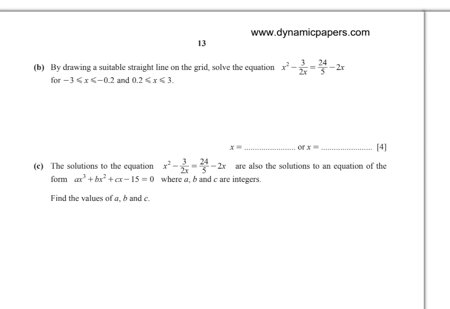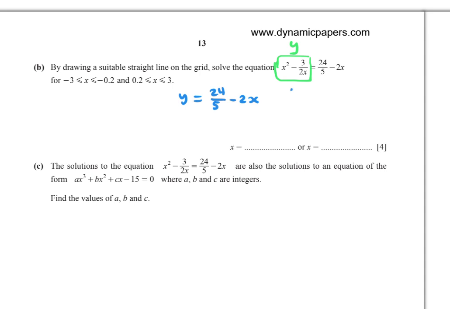Now B, by drawing a suitable straight line on the grid, solve the equation x squared minus 3 over 2x equals 24 over 5 minus 2x. So first, the left hand side is the curve we draw. So this is y. We need to draw the line y equals 24 over 5 minus 2x.